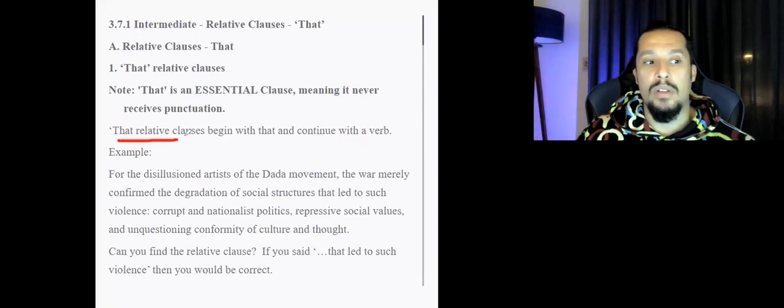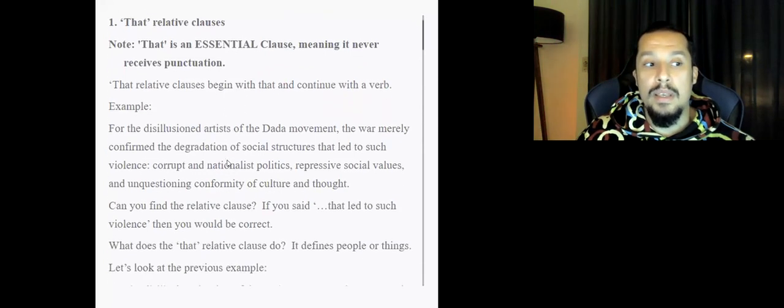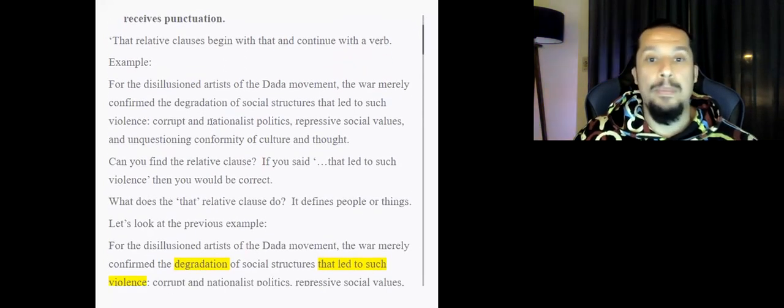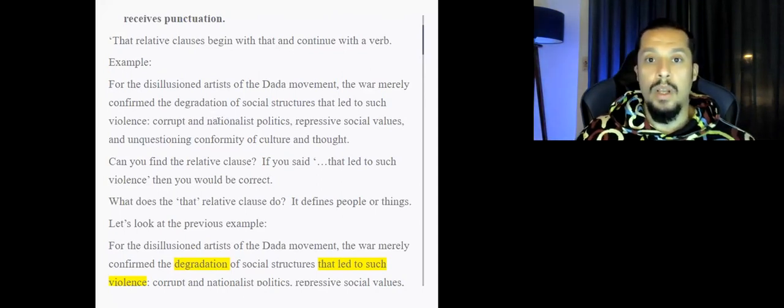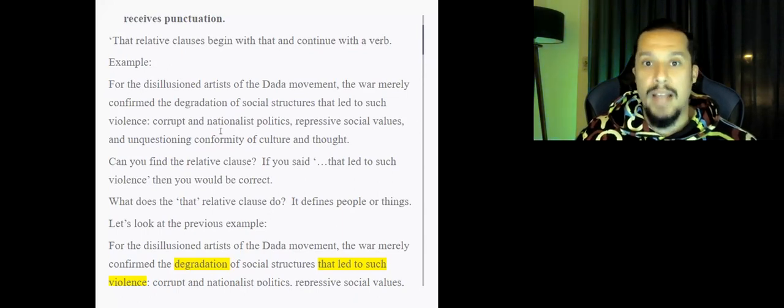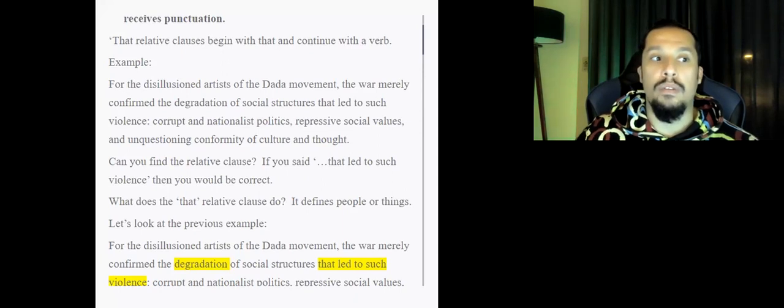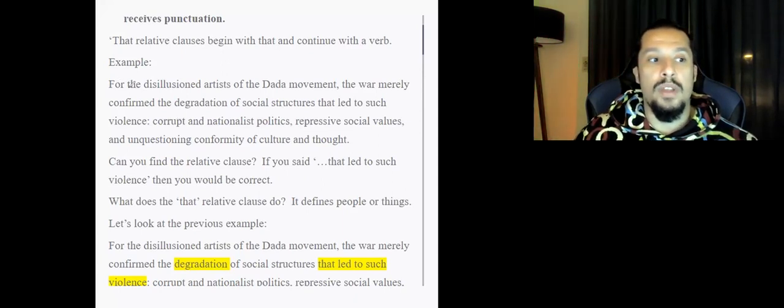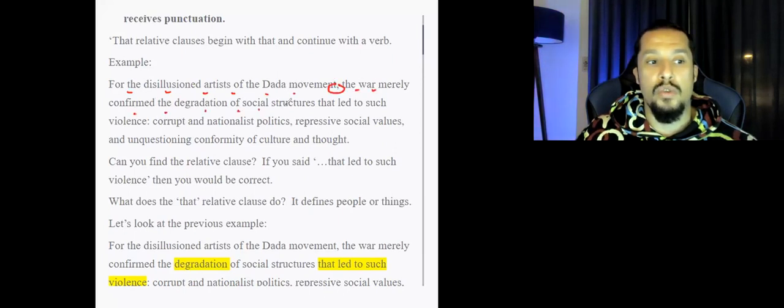Did that relative clause begin with that and continue with a verb? This is also a very important thing I want you to remember. That relative clause must come with its own verb, separate from the sentence. You know an independent idea has a subject and verb, correct? Well, now that relative clause has its own verb. So here, for the disillusioned artists of the Dada movement, comma, the war merely confirmed the degradation of social structures that led to such violence, corrupting nationalist policies, right?